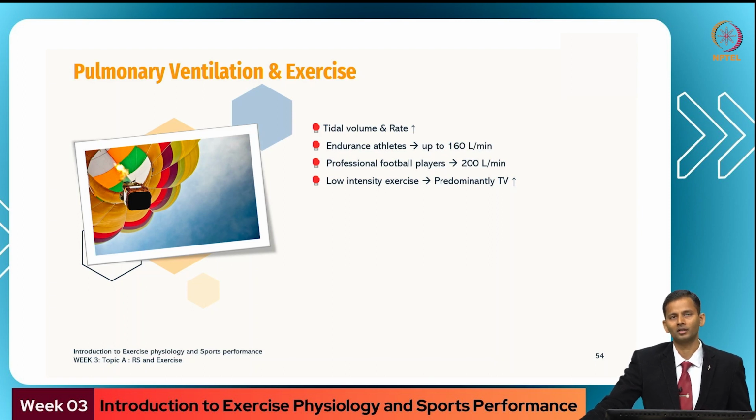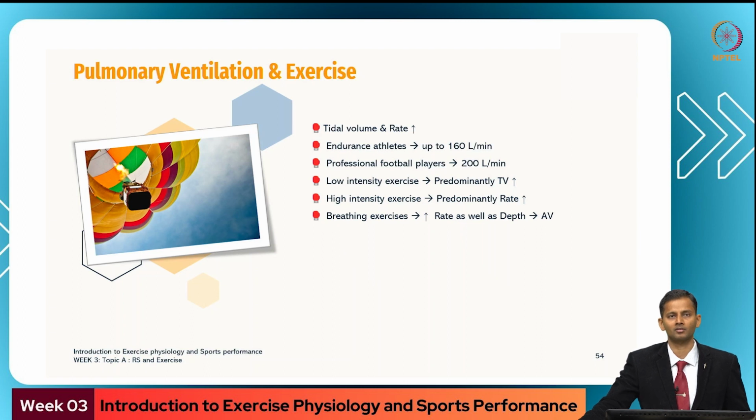In case of lower intensity exercise, the predominant increase in ventilation is achieved by increasing the tidal volume, or the depth of respiration, whereas in high intensity exercise, especially post the aerobic-anaerobic transition zone, there is an increase in the production of carbon dioxide, thereby increasing the rate of respiration. So predominantly it is going to be more of an increase in the rate towards the terminal part of the high intensity exercise. So breathing exercises which teach the individual to increase the depth as well as the rate are found to increase the alveolar ventilation.